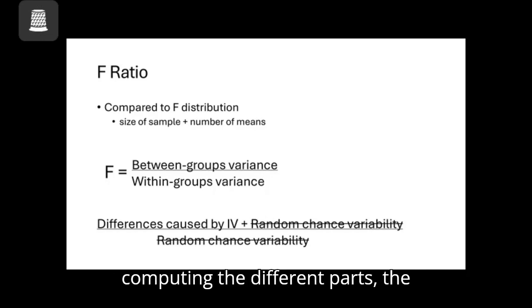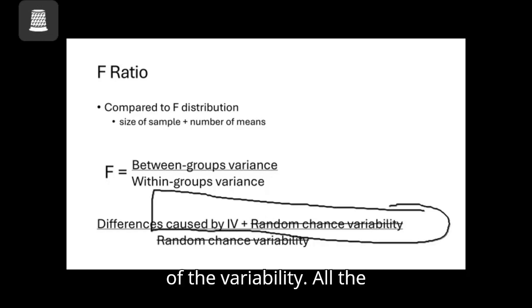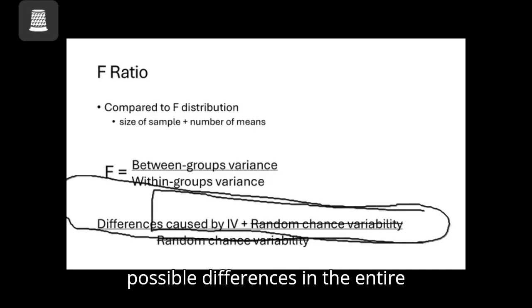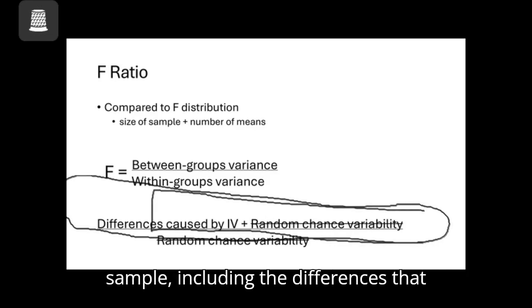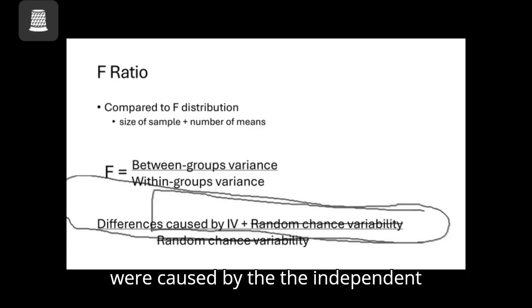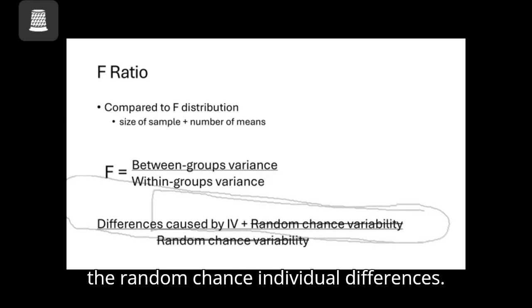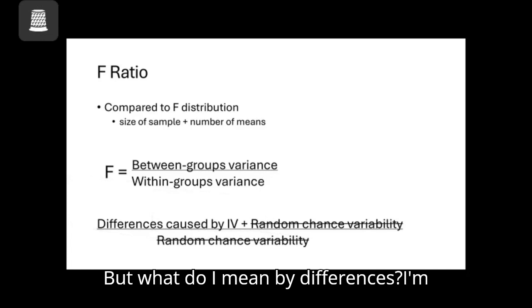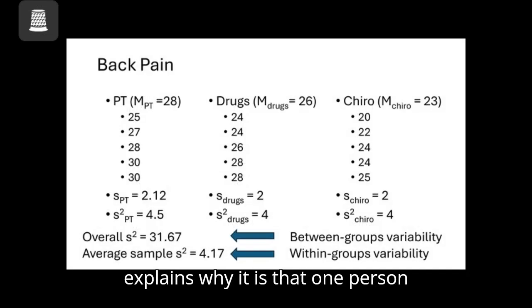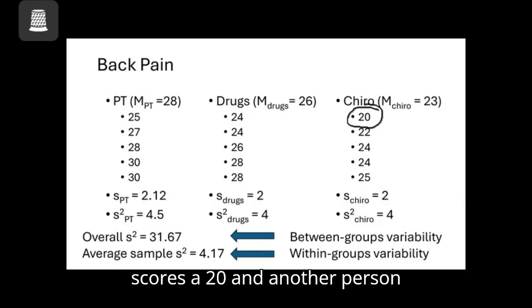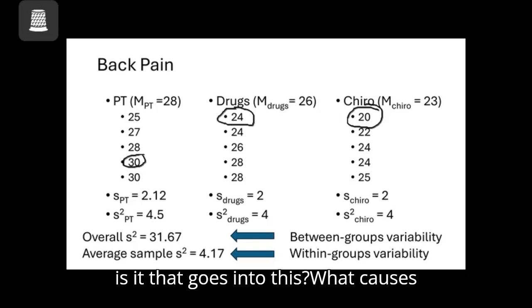As you'll see once we start computing the different parts, the numerator is basically all of the variability, all the possible differences in the entire sample, including the differences that were caused by the independent variable, our group differences, plus the random chance individual differences. But what do I mean by differences? I'm talking about why we see variation from one score to the next. What explains why it is that one person scores a 20 and another person scores a 30 and another person scores a 24? What is it that goes into this?